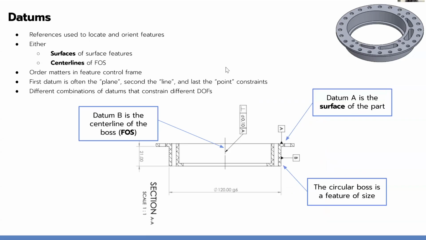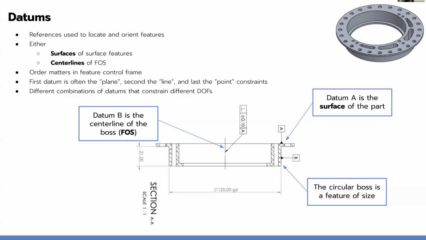So datums are references used to sort of locate or orient different features. And you can choose on a part what datums you use. For my phone, I decided to choose this front face as one of my datums that sits on the plane. That's the plane that's defined. I chose this edge as my second datum that butts up against the marker. And then there's a certain point on here that I defined as what I'd butt up against my finger, right? So that's a good way of thinking about what datums are.